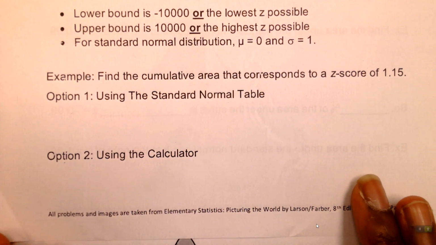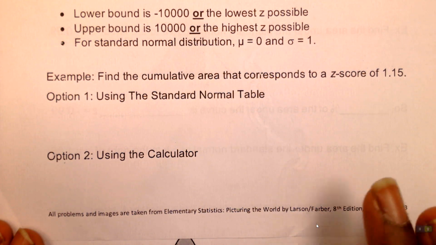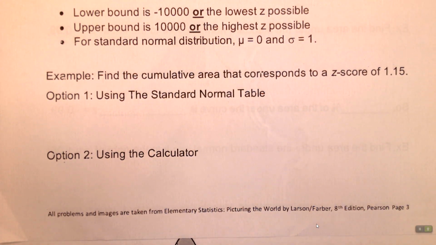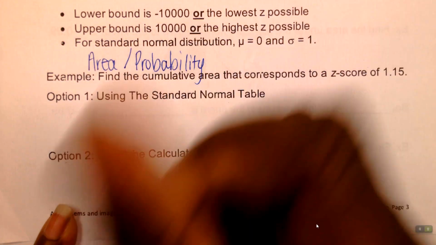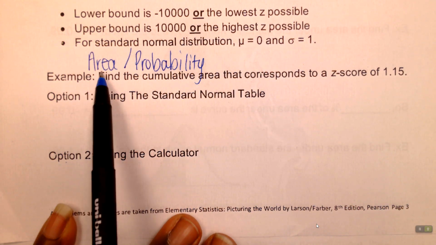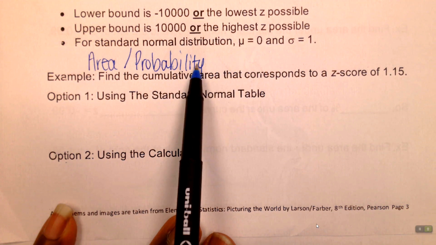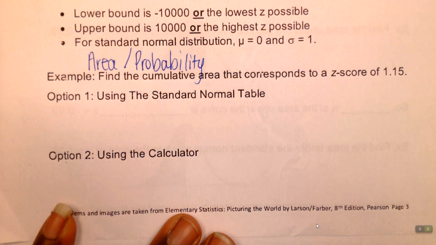We're going to find a cumulative area that corresponds to a z-score of 1.15. Let me pause right here because I meant to say this a little earlier. Area and probability are interchangeable. They may give you a problem that says find the area, or they may give you a problem that says find the probability, and they give you the mean and standard deviation. It's the same thing.